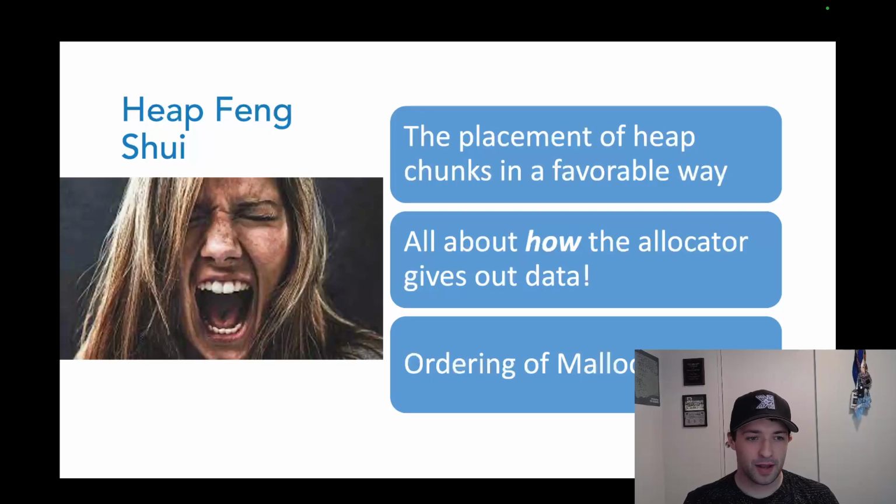And this is all about how the allocator gives out data, which means it's all about the ordering of malloc and free. And that's what this section is about. I think a lot of people say, oh, I did some heap feng shui, and it sounds really cool. And it is cool, and it is difficult in these big systems, but it's all just the order of malloc and free. It's not that bad.